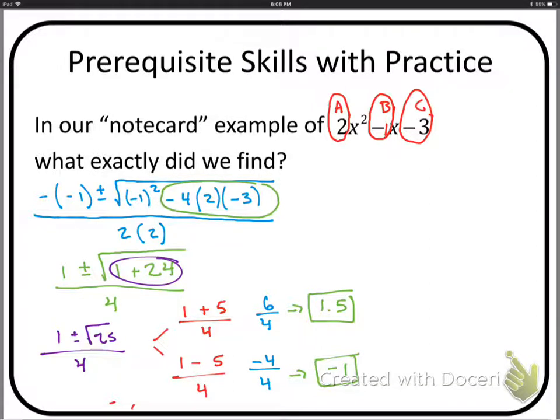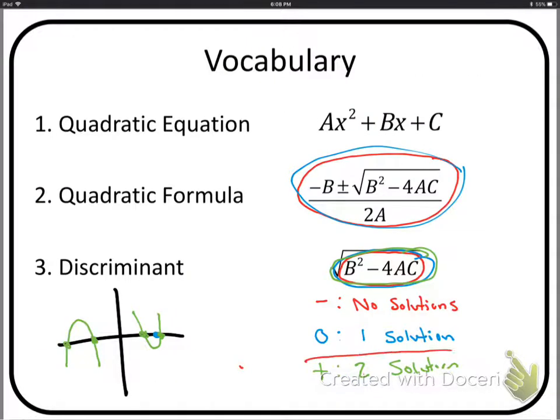So our two x-intercepts here, I'll go ahead and box in purple. Those are the two x-intercepts when we look at the graph for this. And we know we have two x-intercepts because the discriminant here was a positive number, which means we should have two solutions. So again, that vocabulary page is pretty valuable to reflect upon.